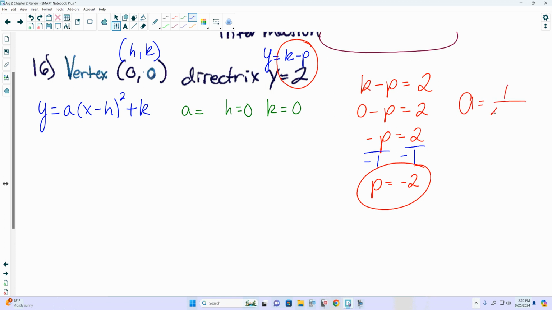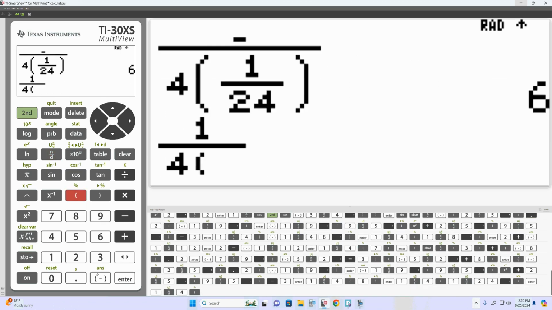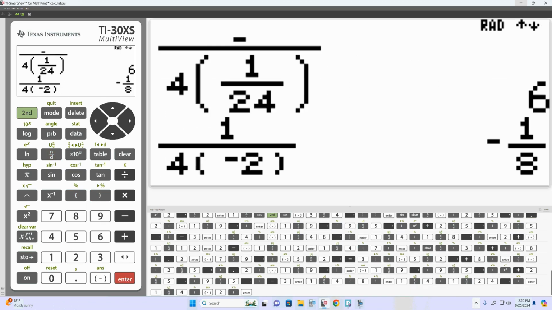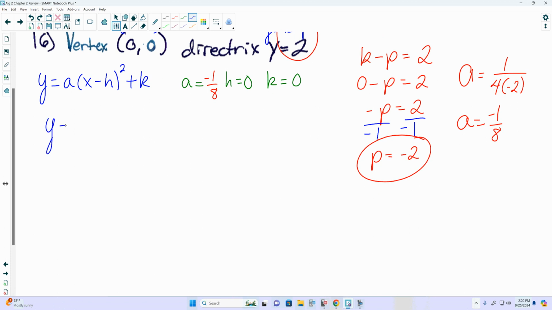But the only reason we found p was to find a, because a is equal to 1 over 4p. So 1 over 4 times -2 is -1/8. Do not want that. Questions on how we found a, h, and k? Plug them back in.